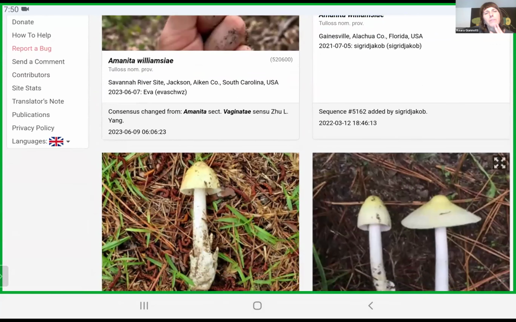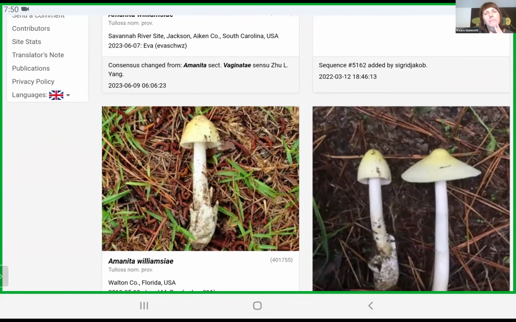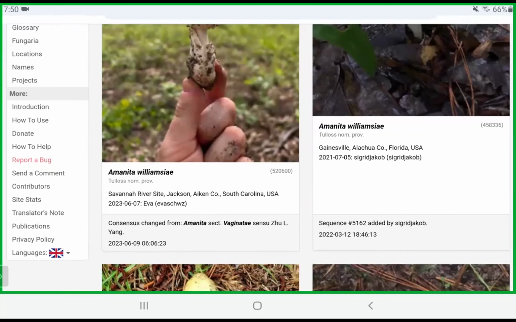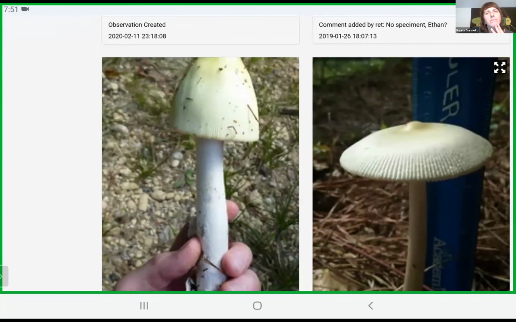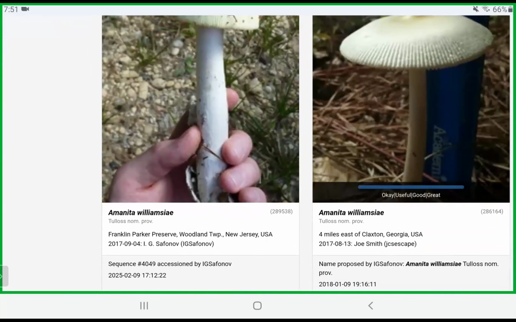My observation should be... Beautiful. Wow, where was that? That's the one. It actually tends to be very, very large in size as well. Oh my gosh, it's so pretty.